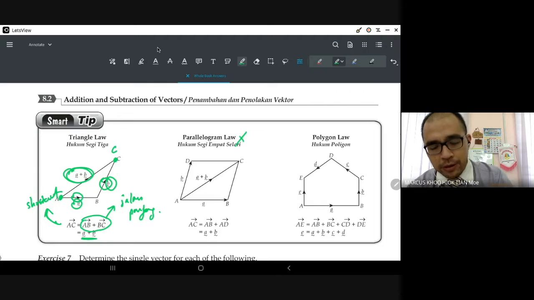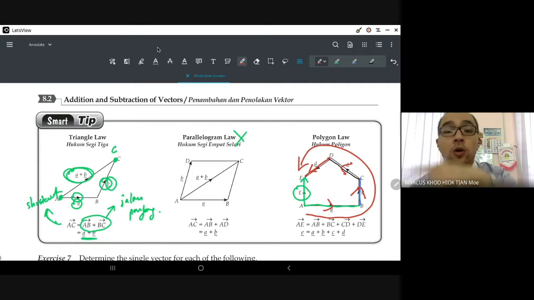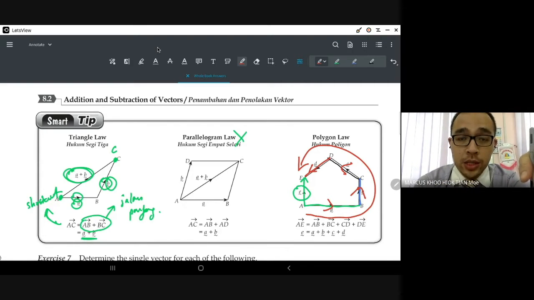We will ignore this parallelogram for a little while. Let's go to the polygon law. So let's say the vector AE, kita mau pergi dari A sampai E. It is also actually the same as vector A to B plus vector B to C plus vector C to D plus vector D to E. Dan kalau kamu perhatikan, this whole thing is satu jalan. One whole jalan. So the jalan panjang adalah sama dengan jalan pendek.